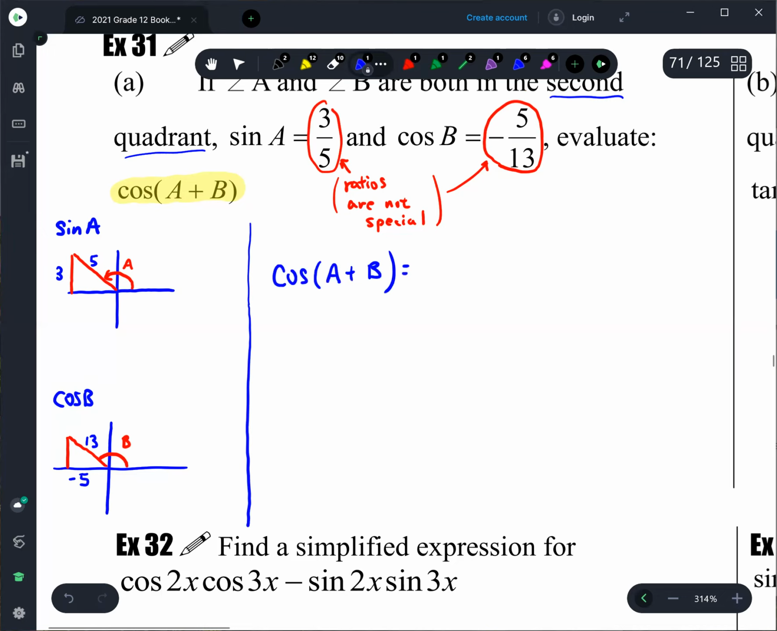Okay, so when you see cosine A plus B, what is the identity for this one? Sophie, what's the identity? Coco change sign. Yeah, so it will be cosine, cosine, and then plus or minus? Minus. Yeah, minus sine, sine. Okay, Coco. Change sine, sine. Okay, sine, sine.